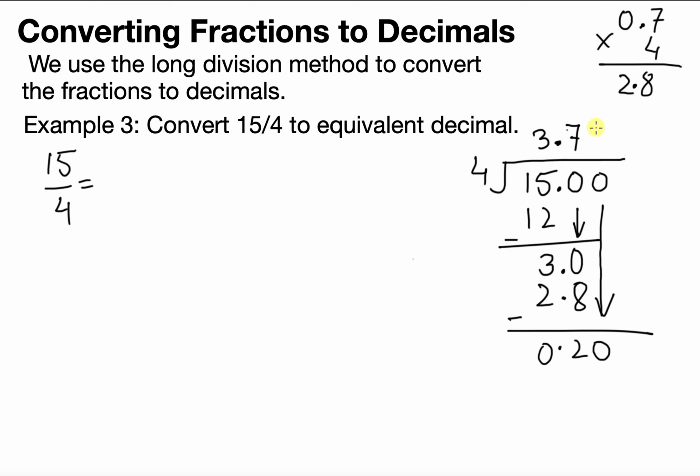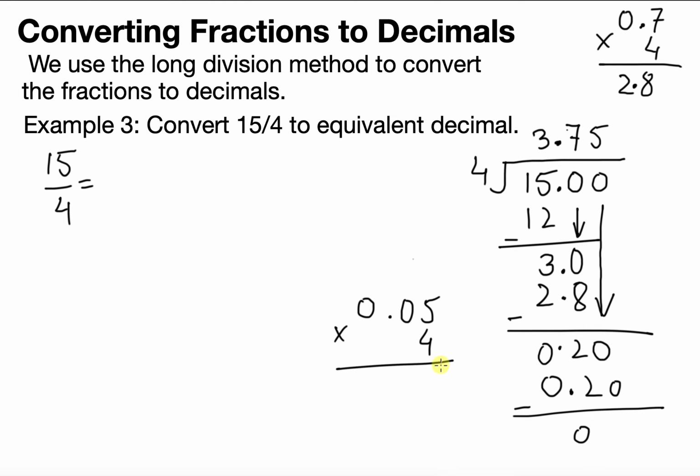We know 5 times 4 is 20. So 0.20 minus 0.20 is 0. Okay. So 0.05. We don't get 7 involved because we already sorted this one out. So 0.05 times 4. 4 times 5 is 20. 4 times 0 is 0.